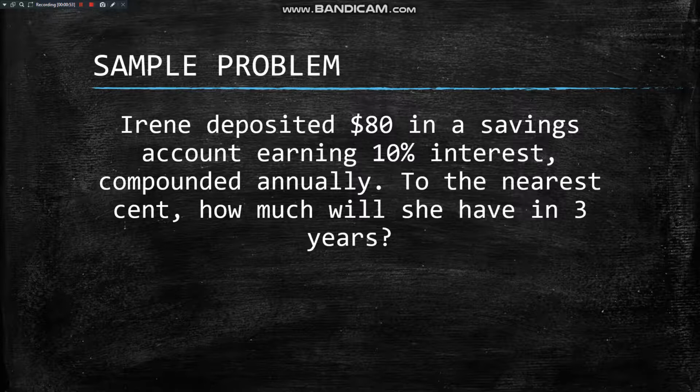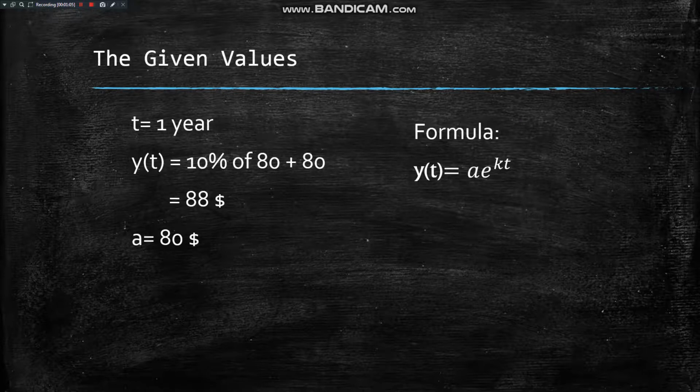Irene deposited $80 in a savings account, earning 10% interest compounded annually, to the nearest cent. How much will she have in 3 years? The given values: t equals 1 year, y of t is equal to 10% of 80 plus 80, which is equal to 88, and a is equal to $80.